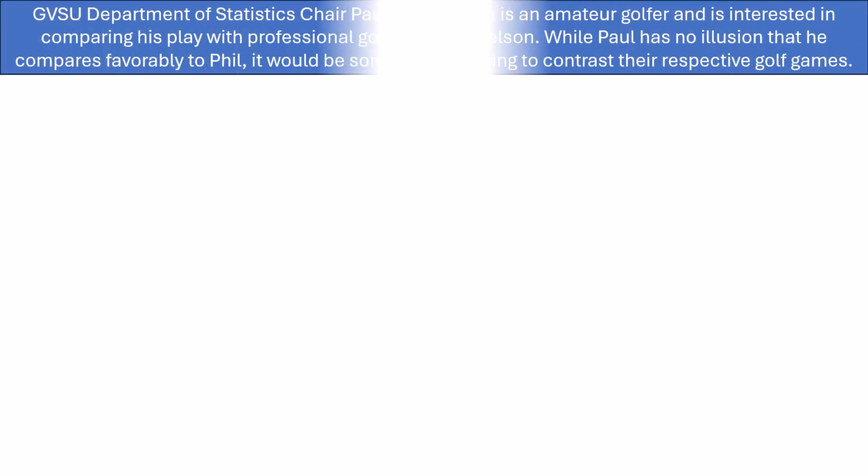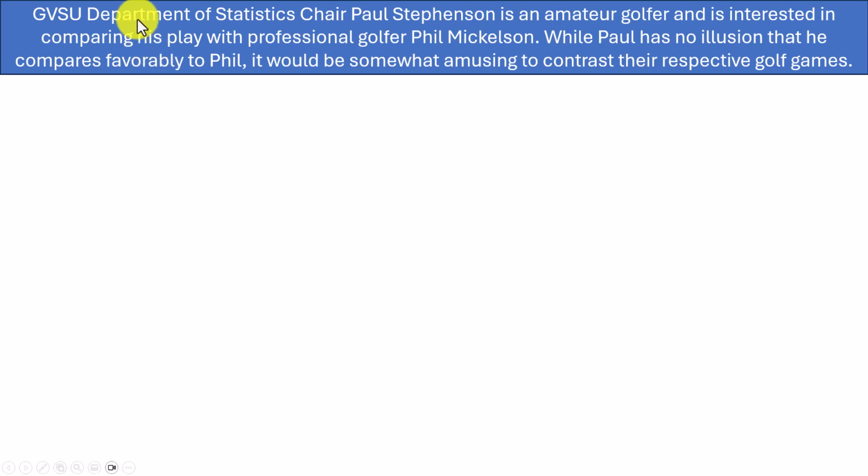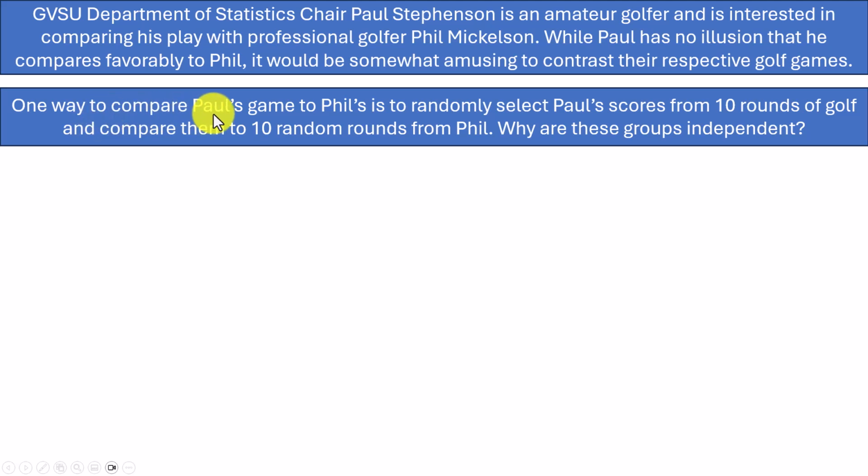Here's another example. Grand Valley State University Department of Statistics Chair Paul Stevenson is an amateur golfer and is interested in comparing his play with professional golfer Phil Mickelson. While Paul has no illusion that he compares favorably to Phil, it would be somewhat amusing to contrast their respective golf games. One way to compare Paul's game to Phil's is to randomly select Paul's scores from 10 rounds of golf and compare them to 10 random golf rounds from Phil. Why are these groups independent? So think about that for a moment.